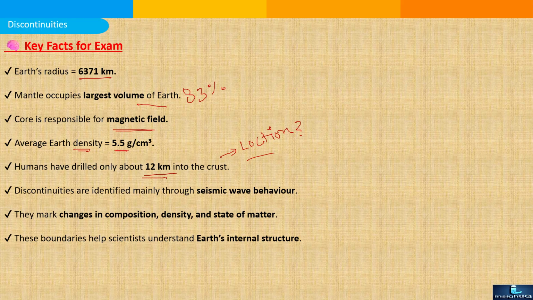Discontinuities are identified mainly through seismic wave behavior. They mark changes in the composition, density and state of matter. These boundaries help scientists to understand the Earth's internal structure.